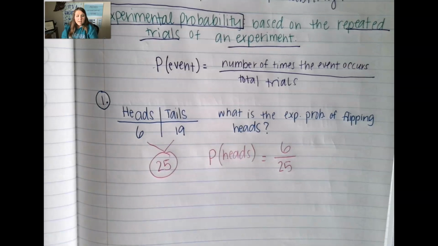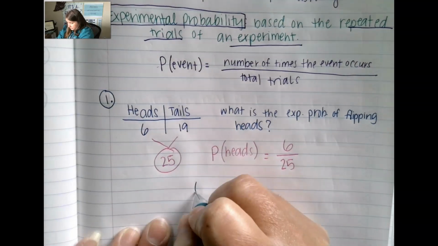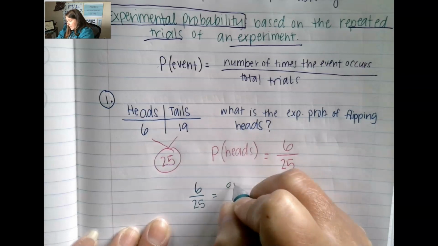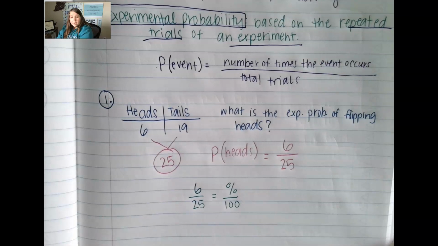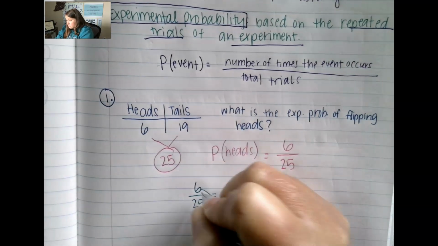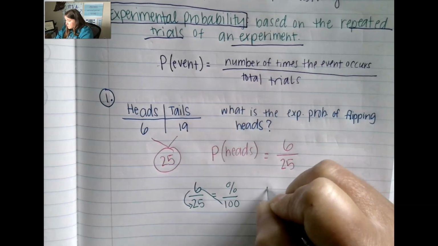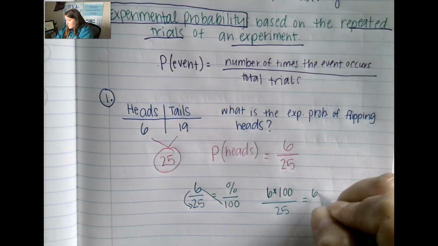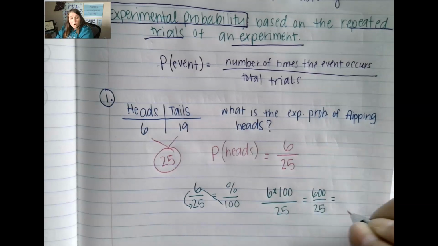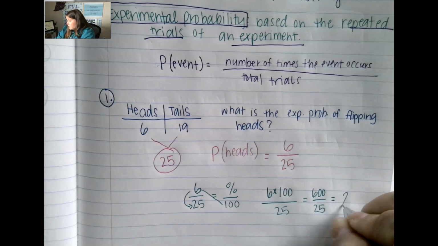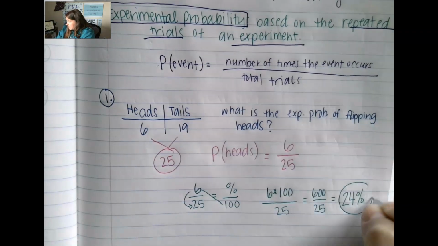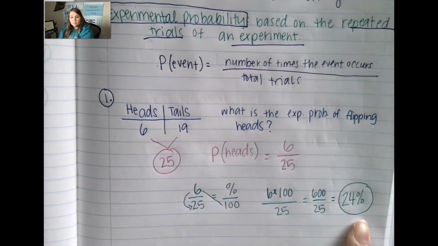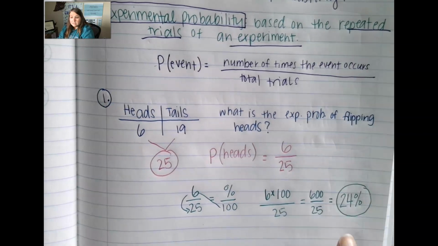Okay, now we're looking at what this would look like as a percentage. So we're going to take 6 out of 25 and set this up as some percent over 100. You can use the fish method, you can use cross multiplication, however you want, but we're going to do 6 times 100 divided by 25. That gives us 600 divided by 25, or a total of 24%. So 6 out of 25 is equal to 24%. So the experimental probability of flipping heads is 24%.